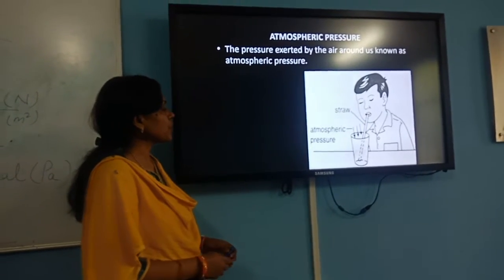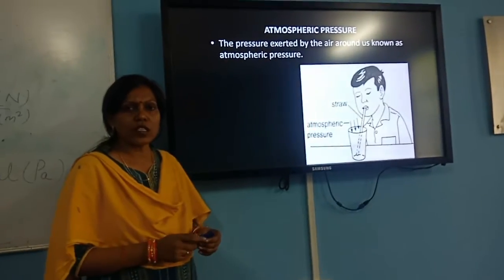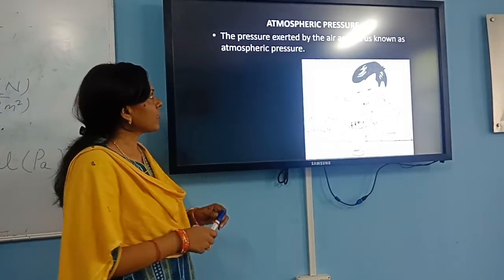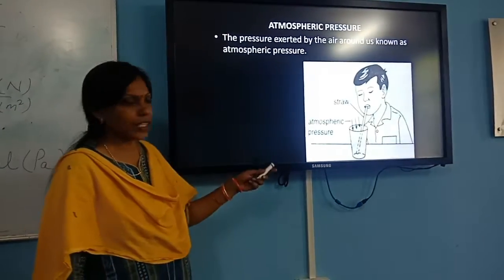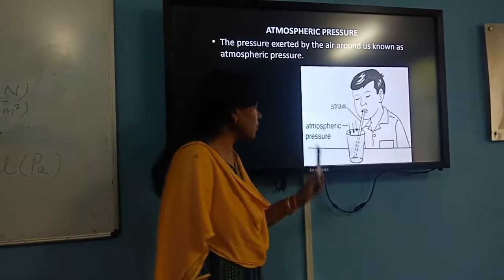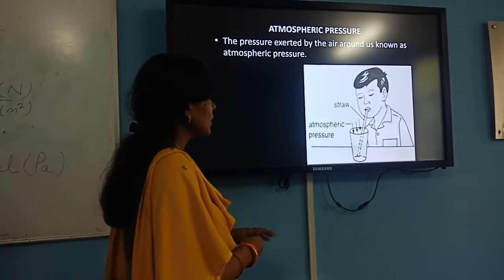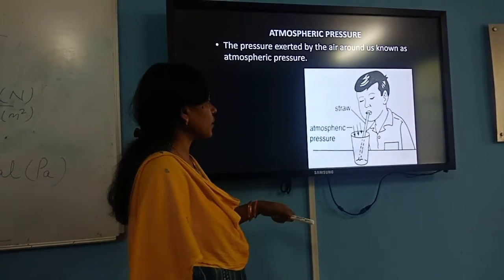Then next is atmospheric pressure. You know the envelope of air around us is known as atmosphere, and the pressure exerted by the air around us is known as atmospheric pressure. One phenomenon of atmospheric pressure is the drinking straw. The working of the drinking straw shows the existence of atmospheric pressure.